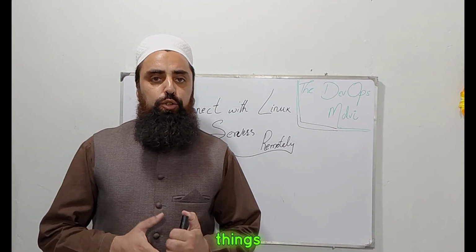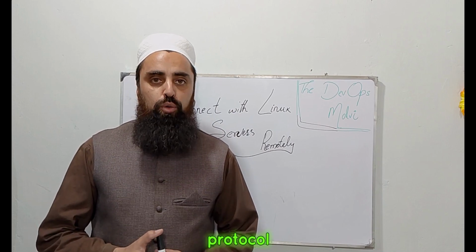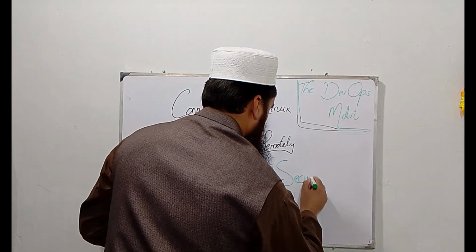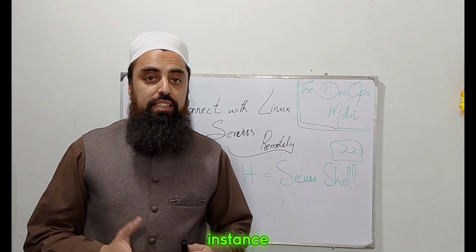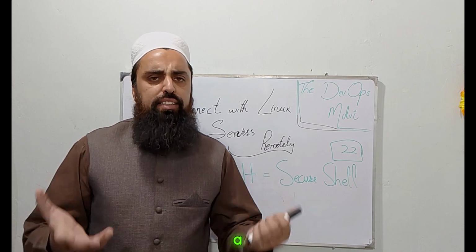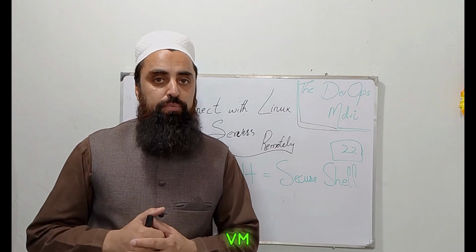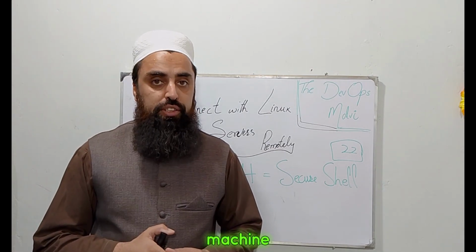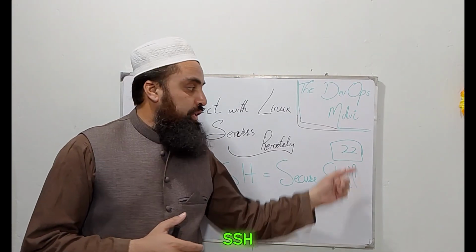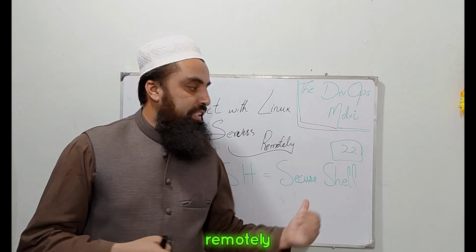There are a couple of things you must know as a DevOps engineer. You must know what the SSH protocol is. SSH stands for Secure Shell. For instance, our VMs or our servers are hosted on Azure cloud in a data center like in Virginia. So how can you remotely connect with that VM? You will be connected with that virtual machine or instance with Secure Shell, SSH, which runs on port 22. So we connect with our VMs remotely with this protocol.